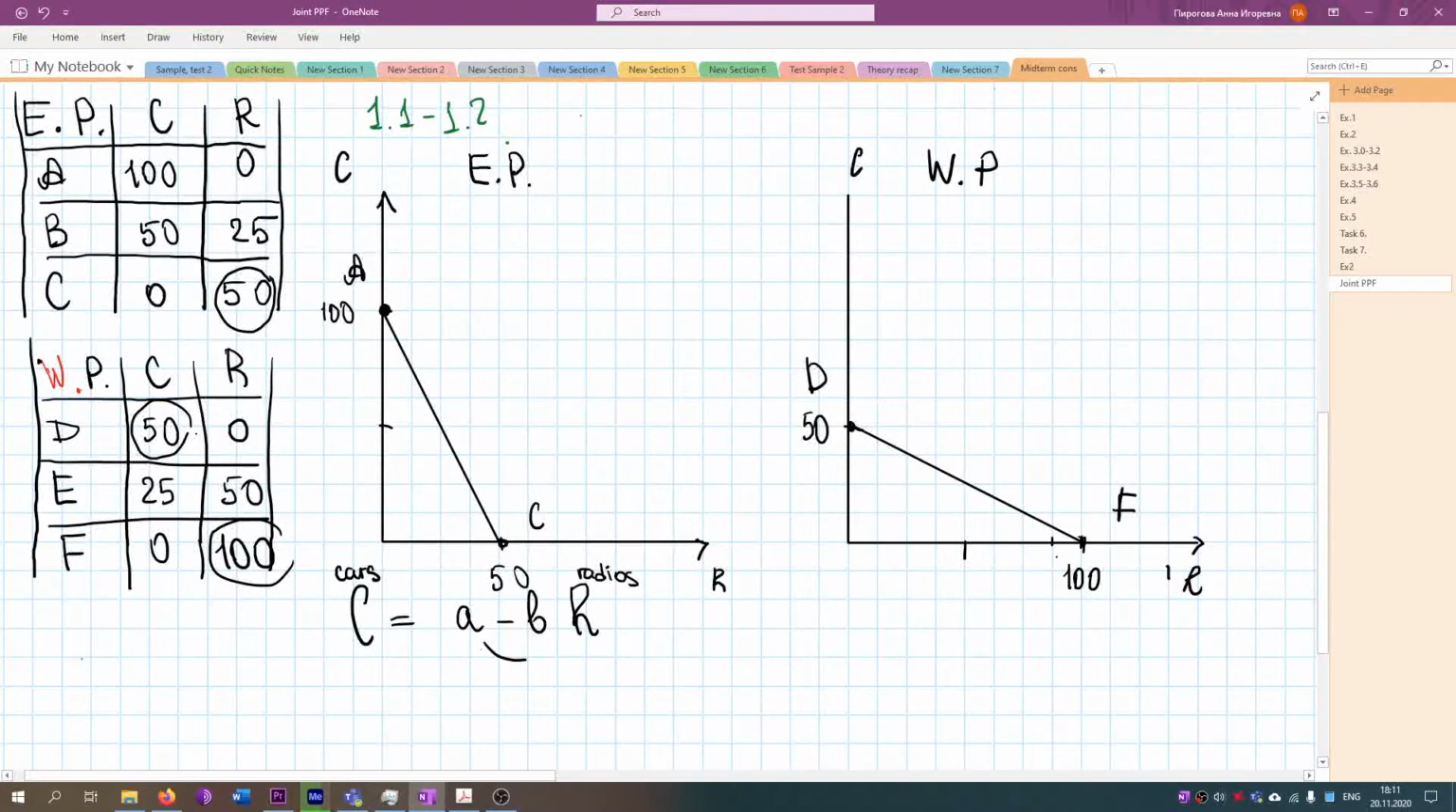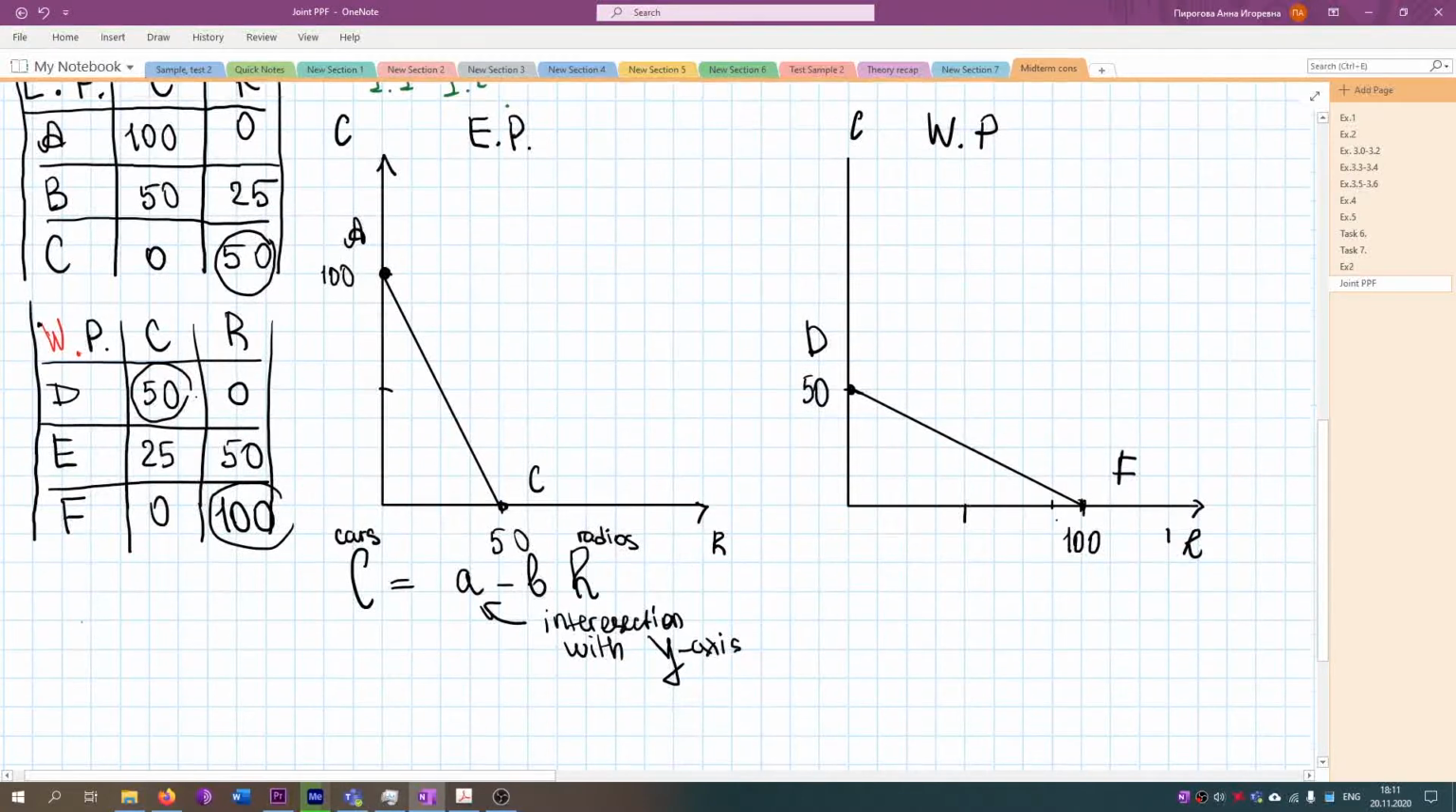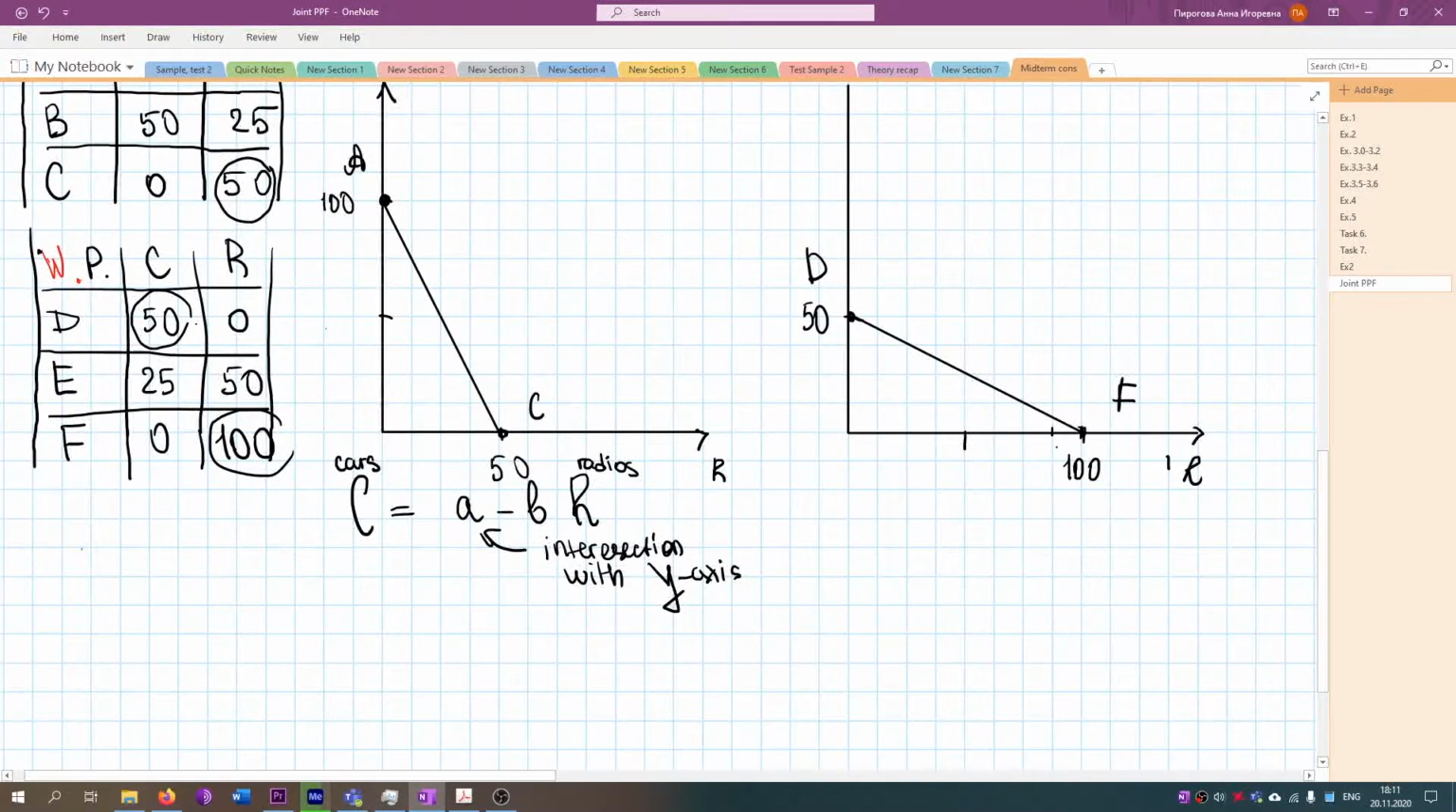So coefficient A is the intersection with the y-axis, and basically we know this coefficient already because we can see on the graph that our point here is 100. So we can write that A is equal to 100. But we don't know anything about coefficient B, and coefficient B is responsible for the slope of our line.